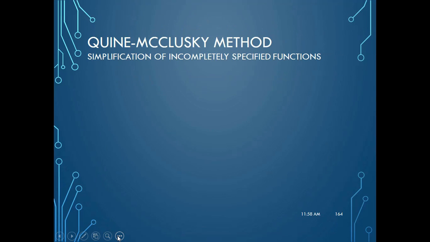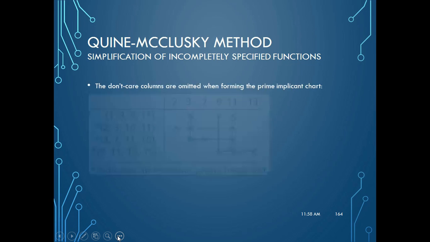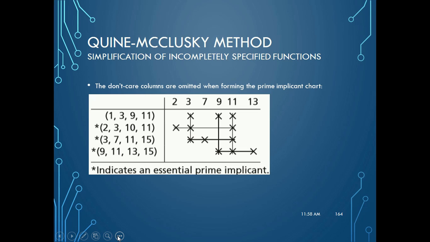So simplification of incompletely specified functions is continued here. Now let's take the prime implicant chart. So here, as I said, what you are going to write is the prime implicants which were there in the previous slide, and also we are going to write the min terms here. That is 2, 3, 7, 9, 11, 13. So we have included here only the min terms, which were present as a summation of min terms 2, 3, 7, 9, 11, 13 in the function ABCD.